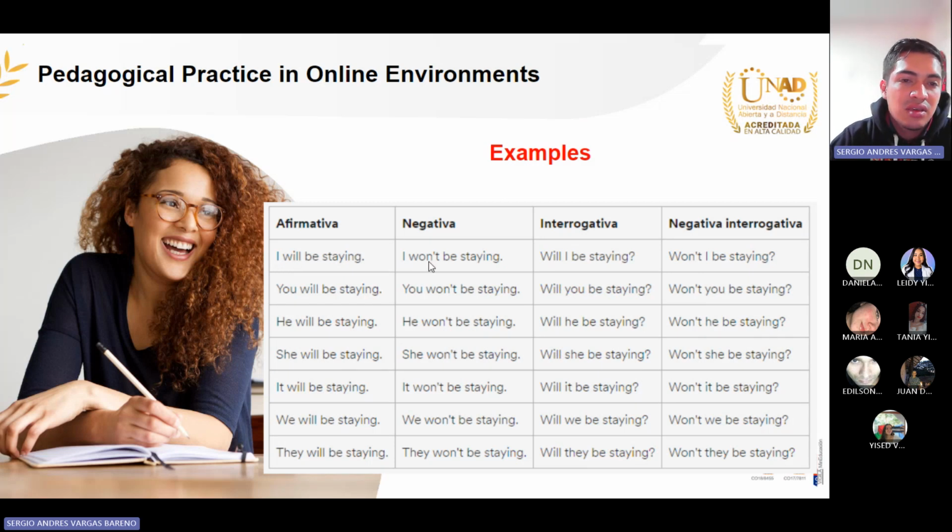I will be staying. I won't be staying. Will I be staying? It could be interrogative and it could be a negative interrogative. Won't I be staying? It depends on the use and the context, right? It's the same for all the pronouns, so check it and let's move on. It's not necessary to read all the examples, right?